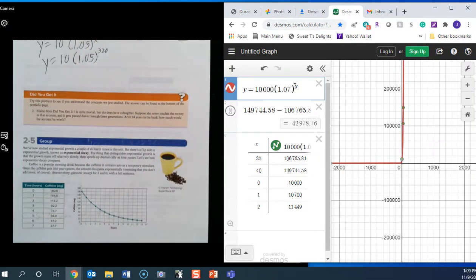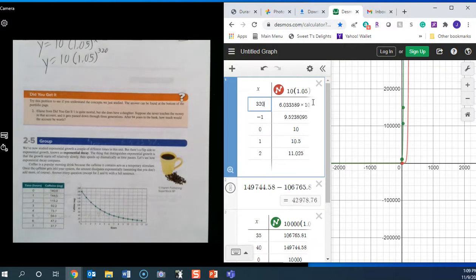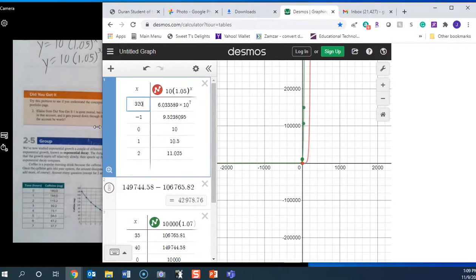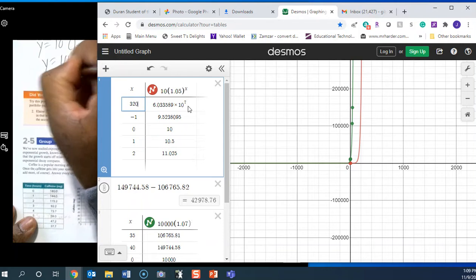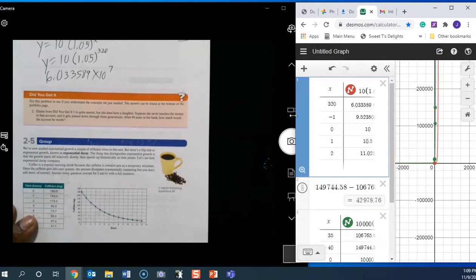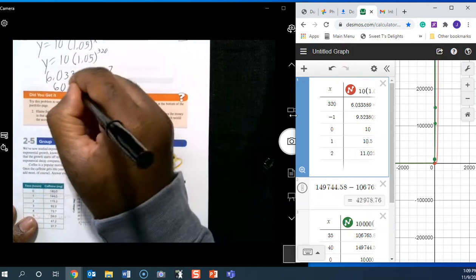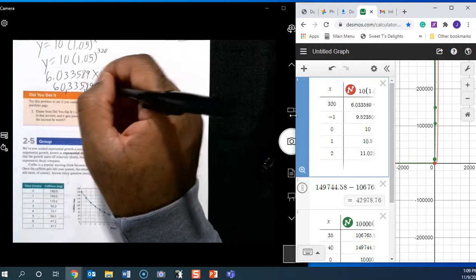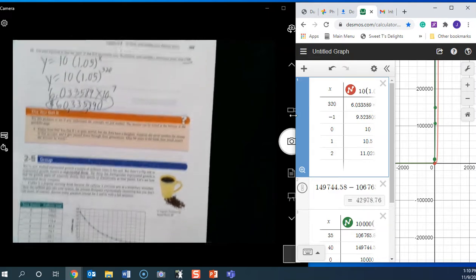Now, we could do this here. I'm going to alter this equation. So this will be 10 times 1.05 to the X power, and I would change this to a table. And then I would just type in 320. And you see this is a very, very large number because we ended up having scientific notation here. Since this is times 10 to the 7th power, I'm going to write this out: 0.33589 times 10 to the 7th power. Now to write this out as a regular number, we will have to move this decimal 7 places to the right. So it'd be 60,335,89. So this person would have $60,335,890. That's how much they would have after investing the $10. All right.